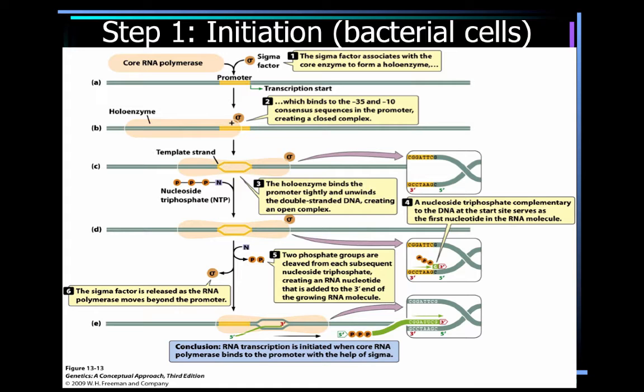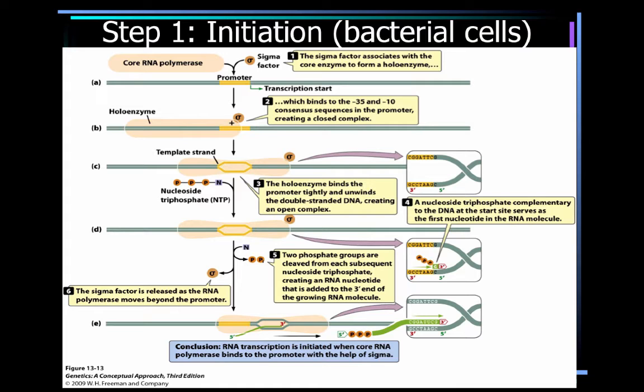And that holoenzyme in step 2 is going to bind at very specific places above the promoter sequence, specifically at 35 base pairs ahead of the promoter, and then again at 10 base pairs ahead of the promoter. And that consensus sequence in the promoter region is going to create a very closed complex, creating a lot of specificity for certain promoter regions and holoenzymes.